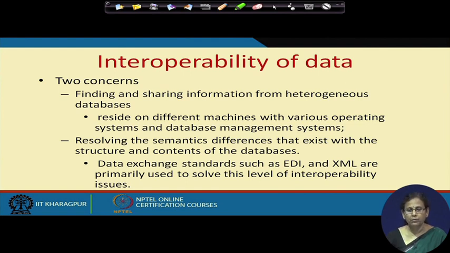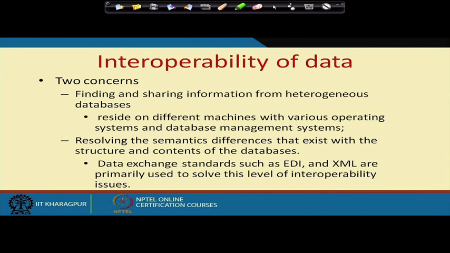Now, when it comes to interoperability of data, 2 major concerns are under this. First, finding and sharing information from heterogeneous databases is a problem. Why is it a problem? Because they reside on different machines which have different configurations, different operating systems, different database management systems, and so on. The second concern is that we not only have to make this technical compatibility possible, but we also have to resolve the semantic differences that exist in the structure and content of the databases. The data exchange standards such as EDI and XML are important. We are going to study them and find out how they are able to solve the interoperability problem at this layer.